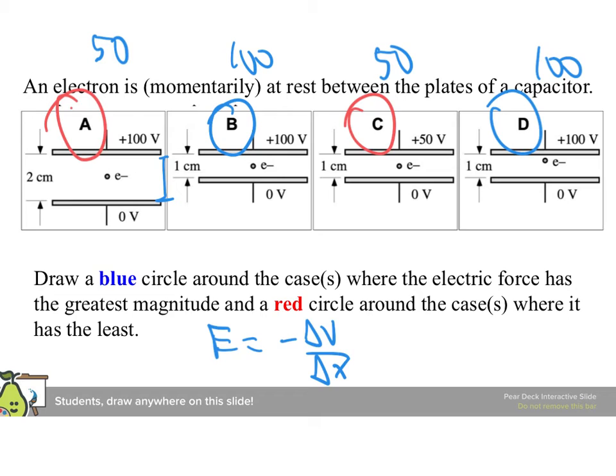And we see that the condition of the electron really doesn't matter. As long as it's between the plates, it doesn't matter where it is between the plates. And it doesn't matter that it's at rest.